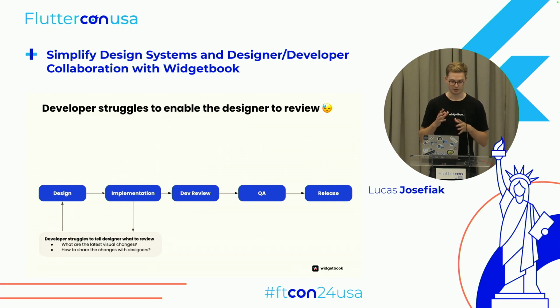The team then tries to set up a process for it, and the developer struggles to tell the designer what needs to be reviewed. Usually the developer pushes a test app to the designer, and the designer suddenly has this entire APK on their phone. The developer should tell the designer, hey, that's what you need to review. But the developer often doesn't know all the visual changes that just happened, or how to share them easily with the designer.